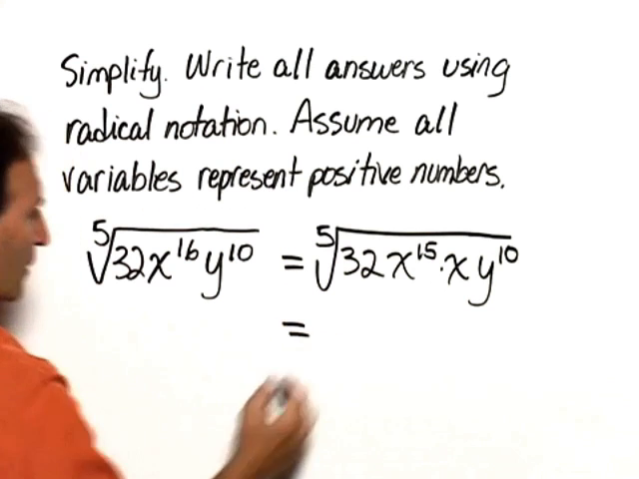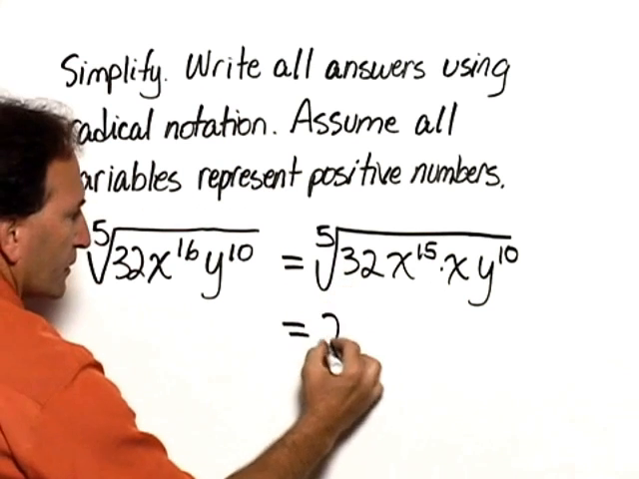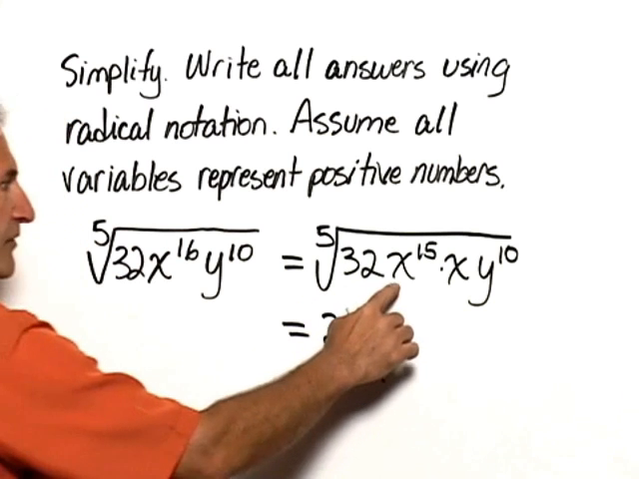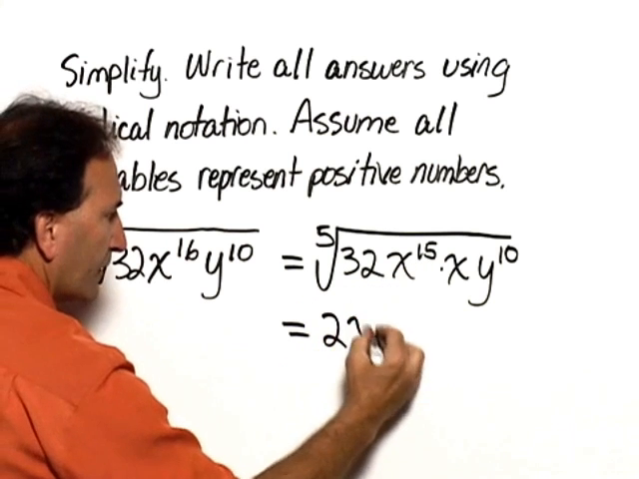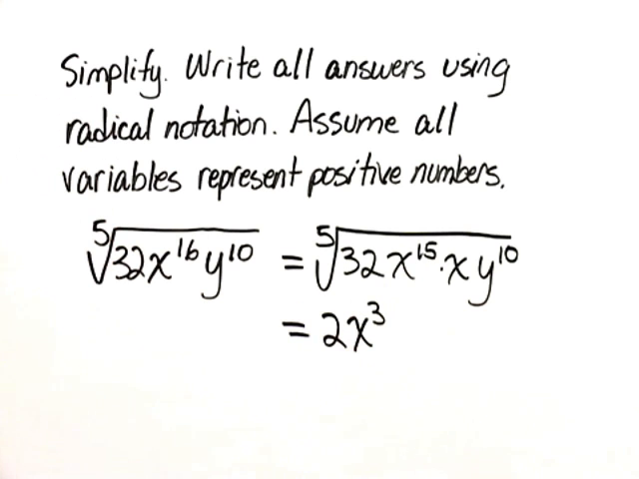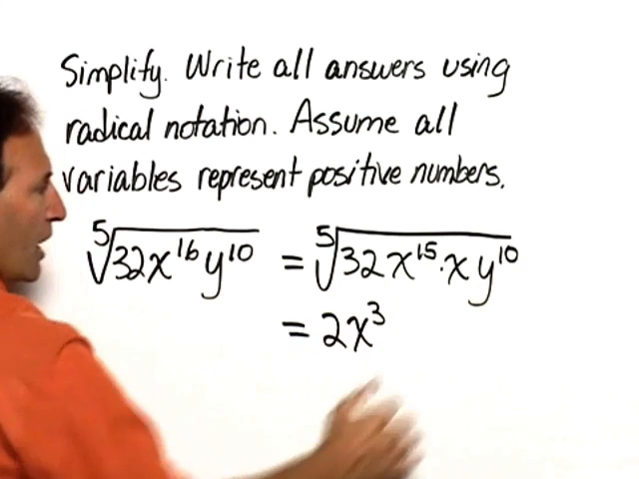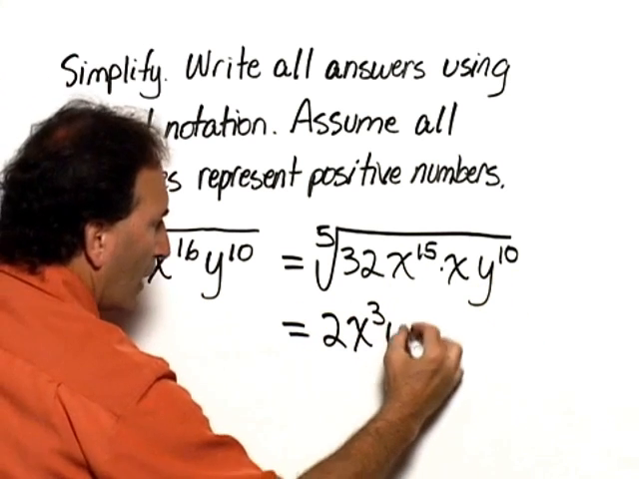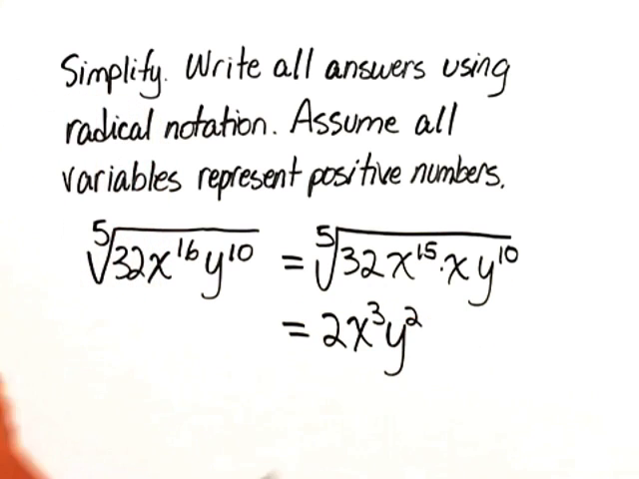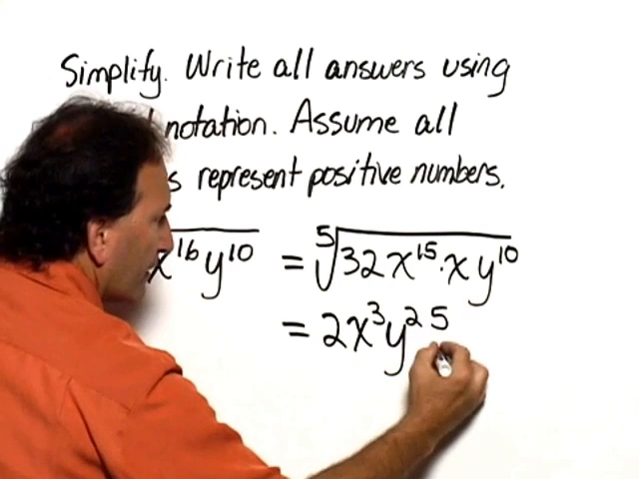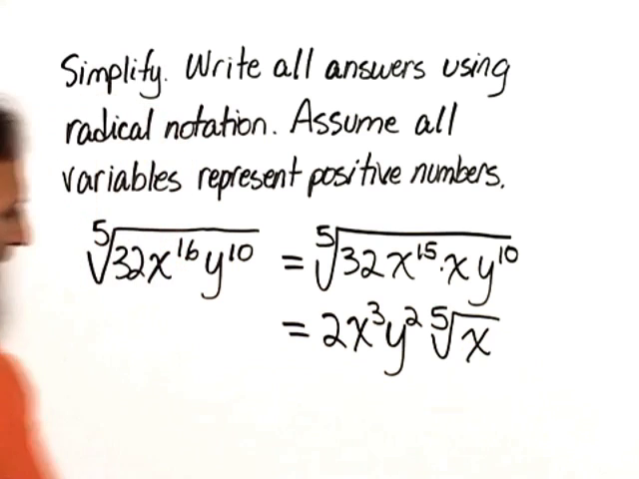So now the fifth root of 32 is 2. The fifth root of x to the 15th is x cubed. And the fifth root of y to the 10th is y squared. And so then we have the fifth root of x. So our answer is 2x cubed, y squared, the fifth root of x.